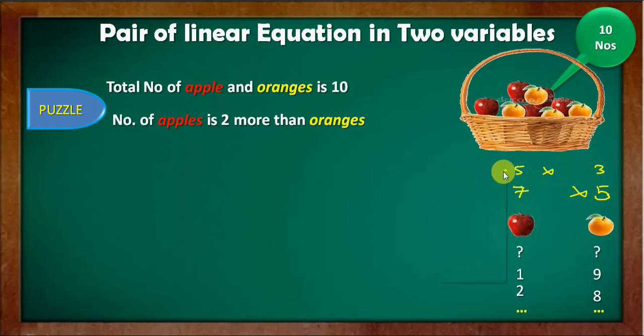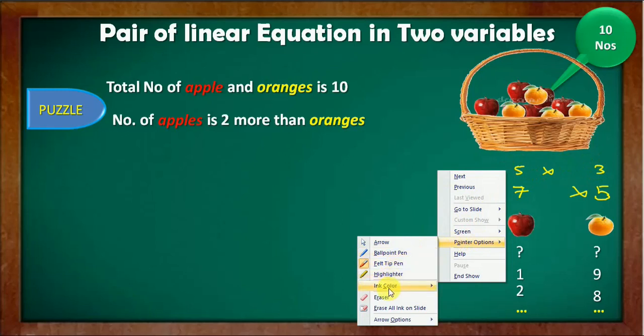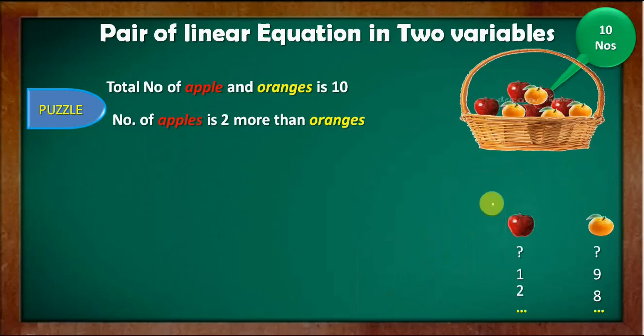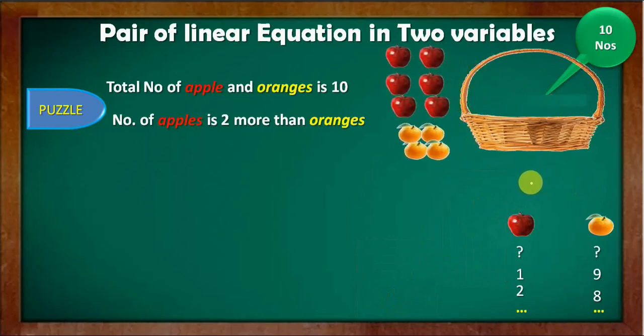Okay? Till then I will erase this. So did you get the answer? If you are saying your answer is like this, apple is 6 and orange is 4, congratulations, you got the correct answer. Very good. So now if you see, my oranges are 4 and apples will be 4 plus 2, which is equal to 6. 6 plus 4 is 10. That means this is correct.